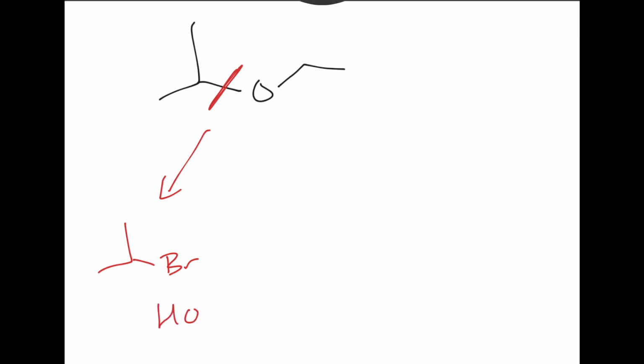So we should be able to look at any ether that doesn't have a tertiary carbon on the oxygen and determine what combination of alcohol and halide would be best to use to make that ether. So let's say we had this ether. We can break this bond, and that's going to give us a secondary halide and alcohol. Or we can break this bond here. That'll give us a secondary alcohol and a primary halide.